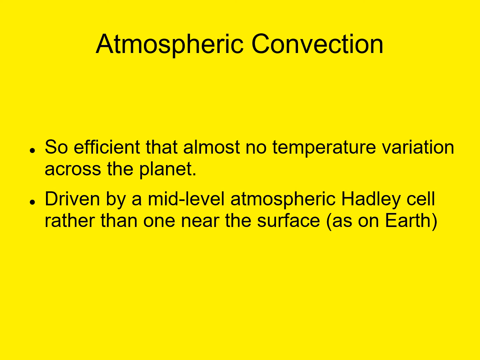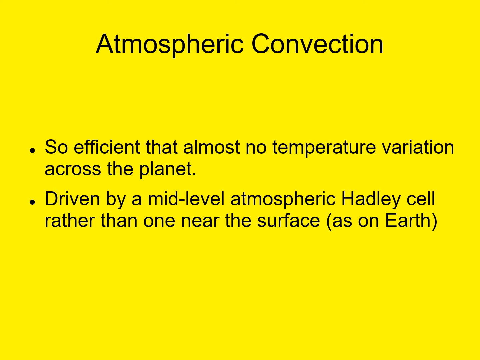On Venus, on the other hand, this is so efficient that practically the entire planet is the same temperature. Most planets are hotter in the day, cooler at night. They're warmer at the equator than they are at the polar regions. Venus, pretty much planet-wide, day, night, equator, poles, almost all the same temperature.